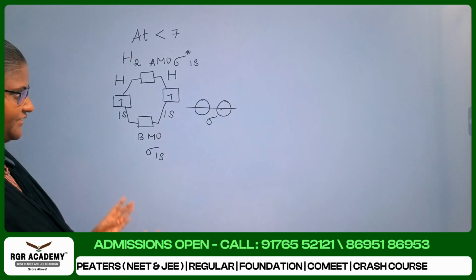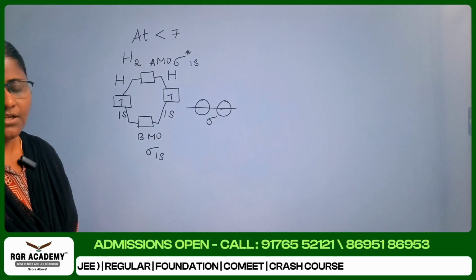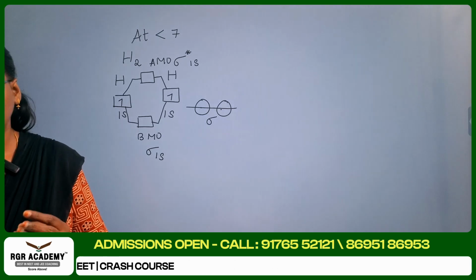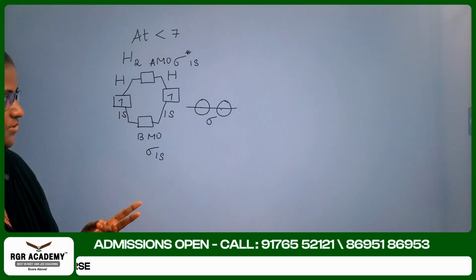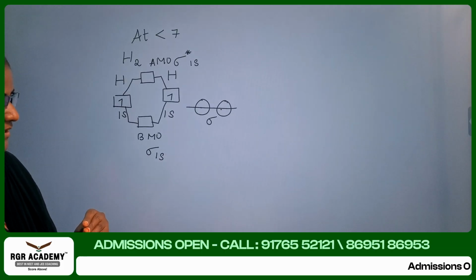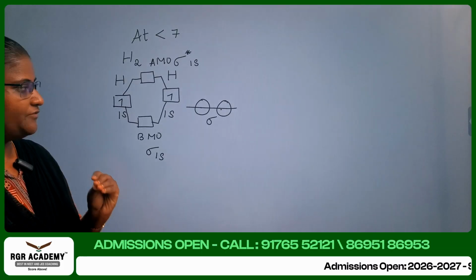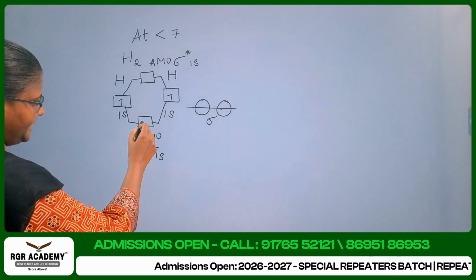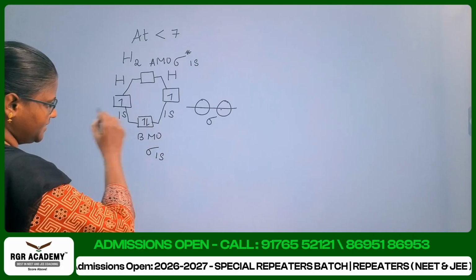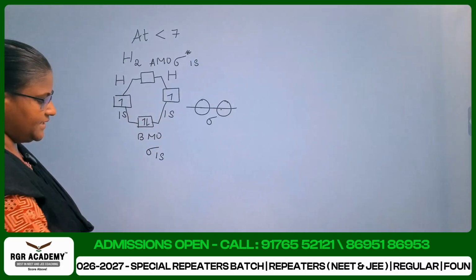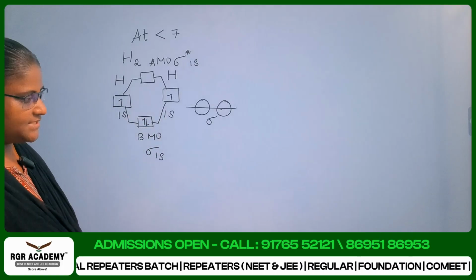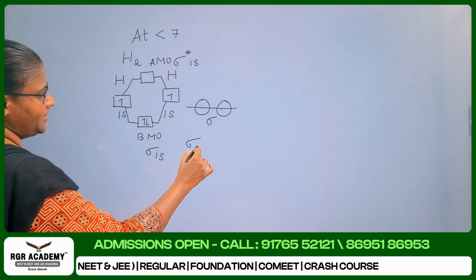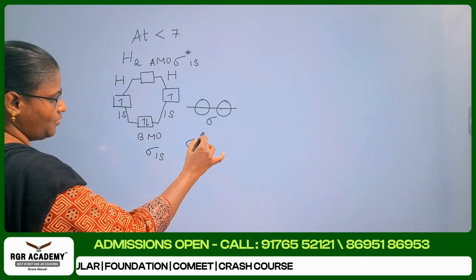Now you have to fill the electrons in the molecular orbitals by following the rules. I hope you remember, you have the Aufbau principle, Hund's rule, and Pauli's exclusion principle. We use these principles to fill the electrons, and we follow the same here. You have to fill the electrons in the lowest orbital first, so both the two electrons will be filled in the lowest energy sigma 1s. So the electronic configuration according to MO theory for hydrogen is sigma 1s2.